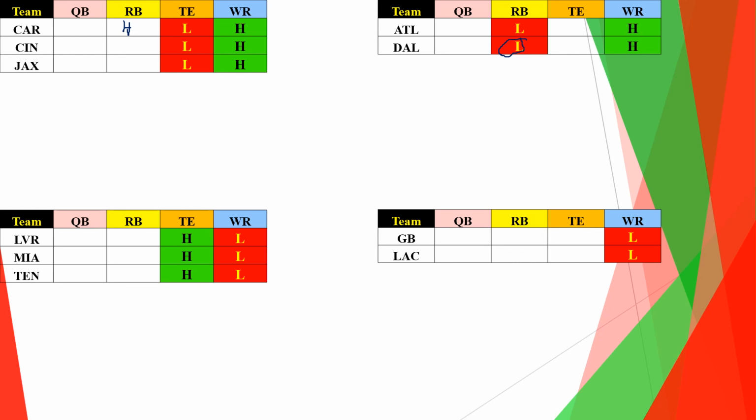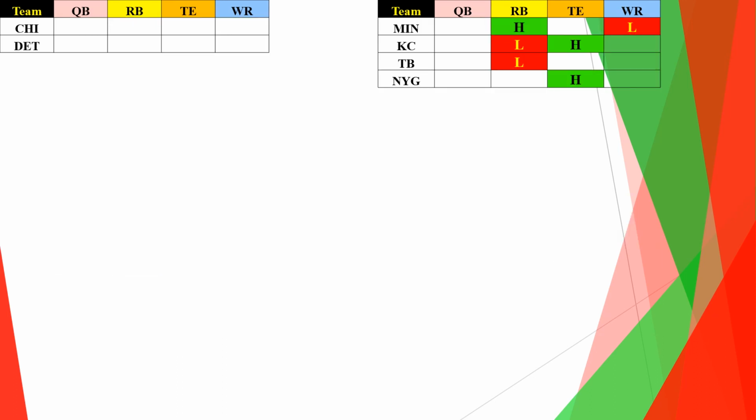Miami and Tennessee used their tight ends, but Tennessee lost Smith to New England. Low for wide receivers. Beware. Green Bay and the Chargers were average and low on the wide receivers there. Chicago, Detroit, average across the board. Nothing spectacular. Minnesota, Kansas City, Tampa Bay. The Giants were kind of one-hit wonders there.